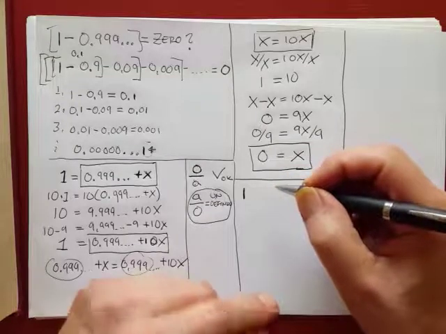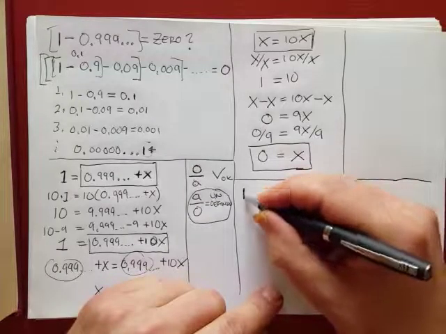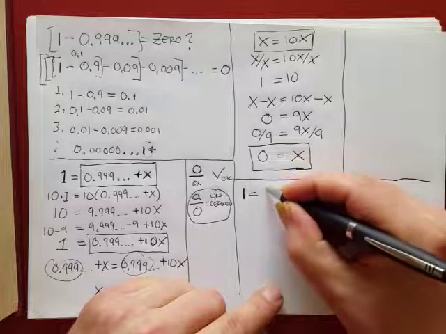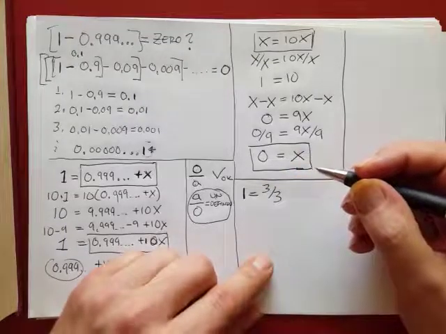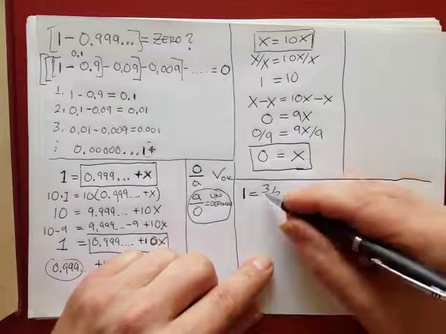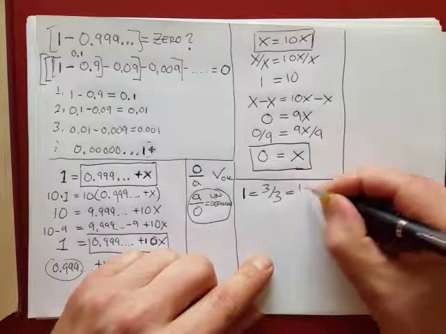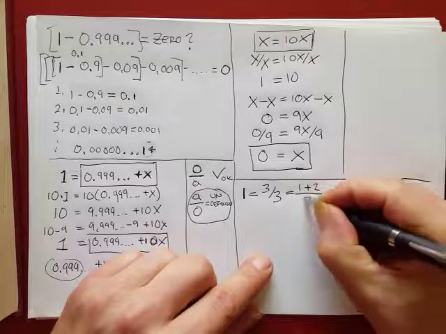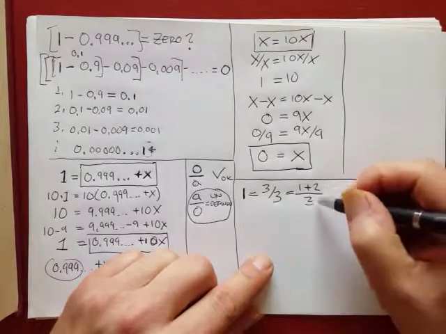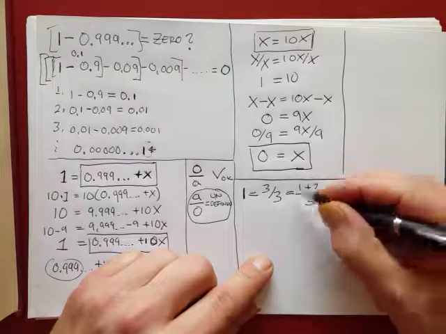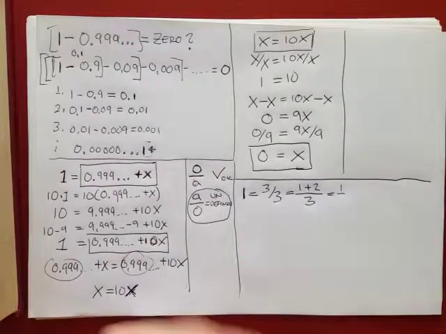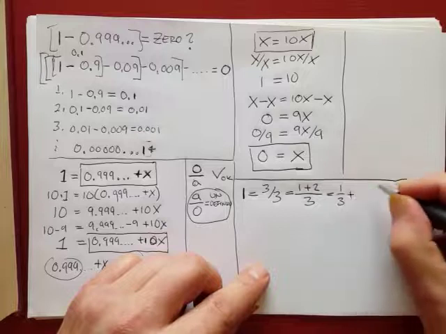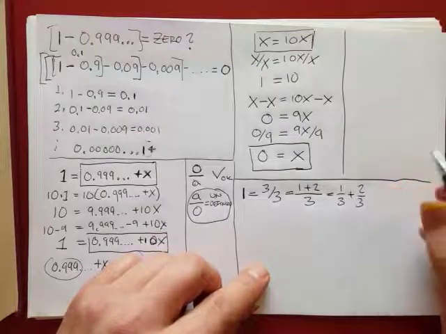Any number divided by itself is equal to 1. So, for instance, this is equal to 3 over 3. And that's just another way to say that 1 plus 2, divided by 3. And this expression can be written as 1 over 3 plus 2 over 3.